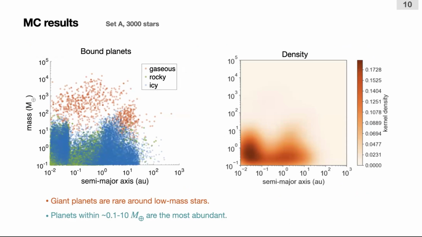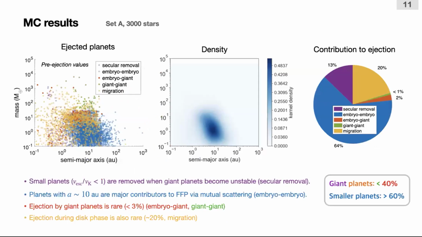From the distribution, we can see that giant planets are actually very rare because the majority of the stars are low-mass stars. You can see from the density distribution here, the gaseous planets are very rare. And the planets within the mass range of about 0.1 to 10 Earth masses are the most abundant type of bound planets. And then we can look at the ejected planets.